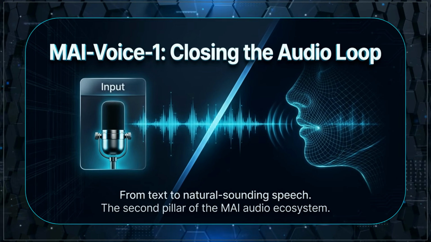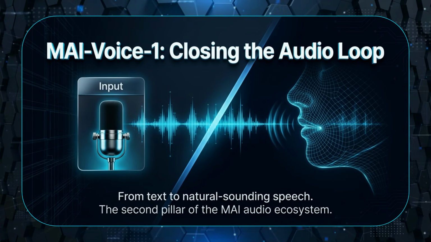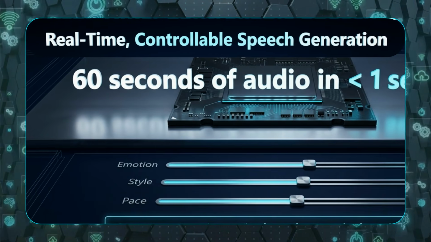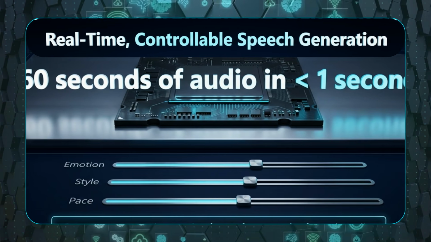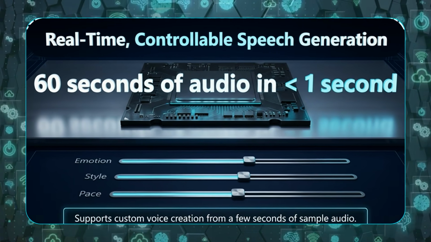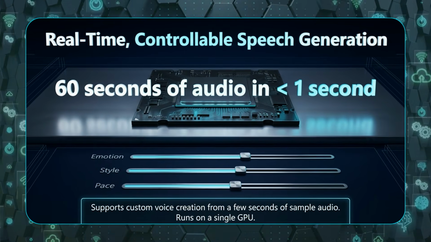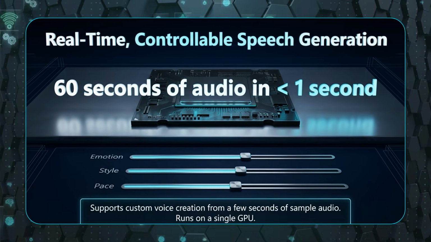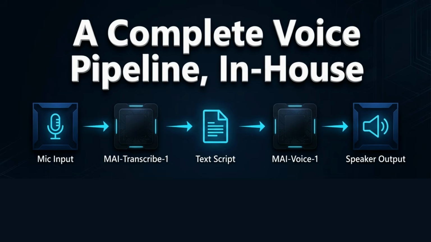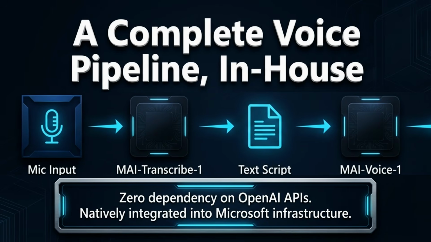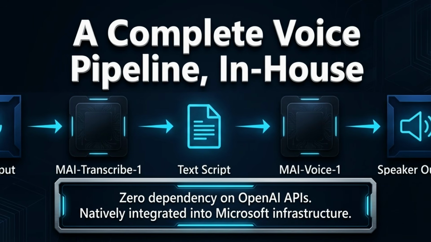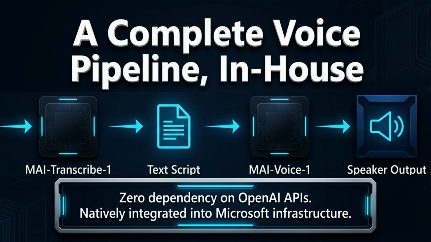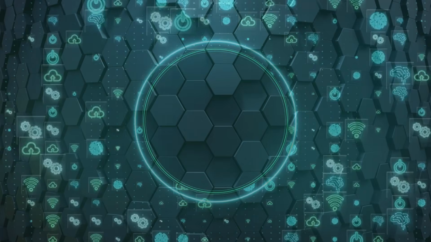MI Voice 1 closes the audio loop on the other side. It generates 60 seconds of natural-sounding speech from text in under 1 second on a single GPU. It also supports custom voice creation from just a few seconds of audio sample. Put MI Transcribe 1 and MI Voice 1 together, and you get a complete voice pipeline. Speech in, speech out. All running entirely on Microsoft's infrastructure, with no dependency on OpenAI's technology.